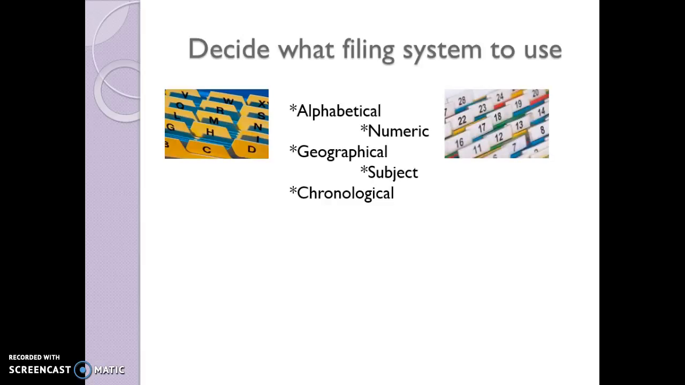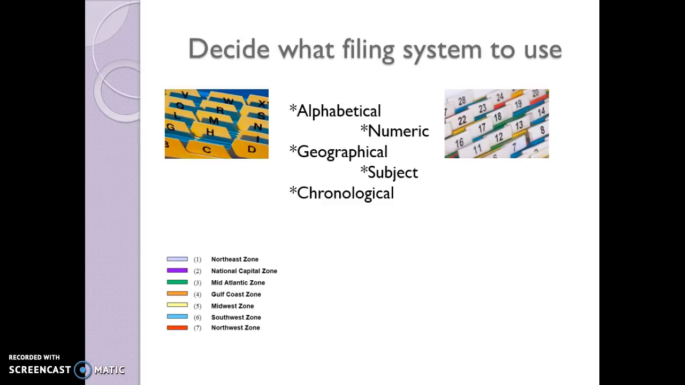So if you have set up patient records, then you may want to list them by number instead of by name. Geographical, these would be arranged according to the geographical locations. Example for states or county, then alphabetically or numerically by account, name, or number.